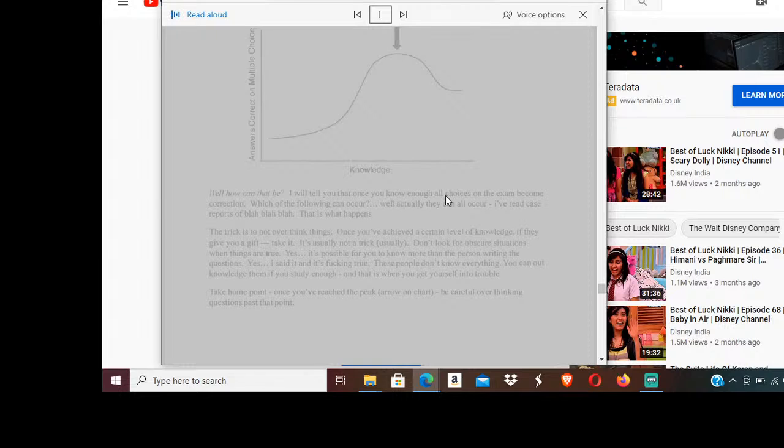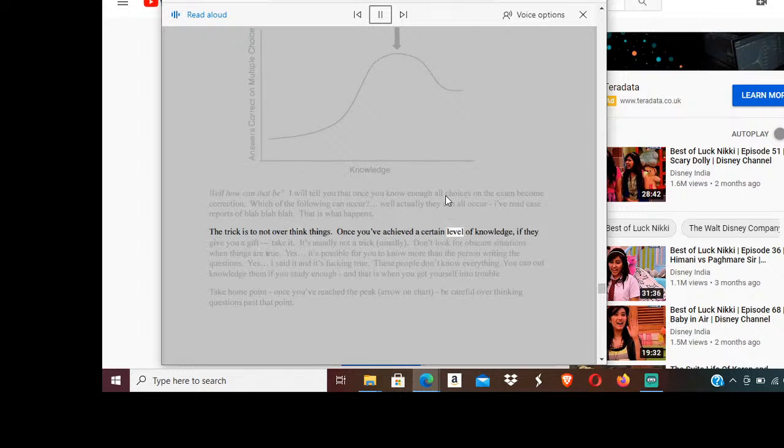Knowledge. Well, how can that be? I will tell you that once you know enough, all choices on the exam become correct. Which of the following can occur? Well, actually they can all occur. I've read case reports of blah blah blah. That is what happens. The trick is to not overthink things.